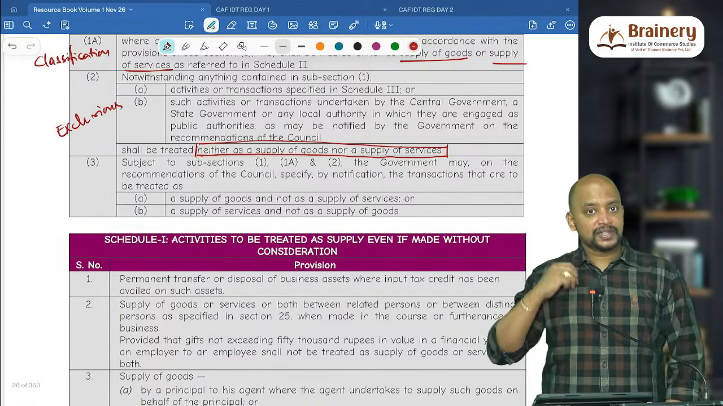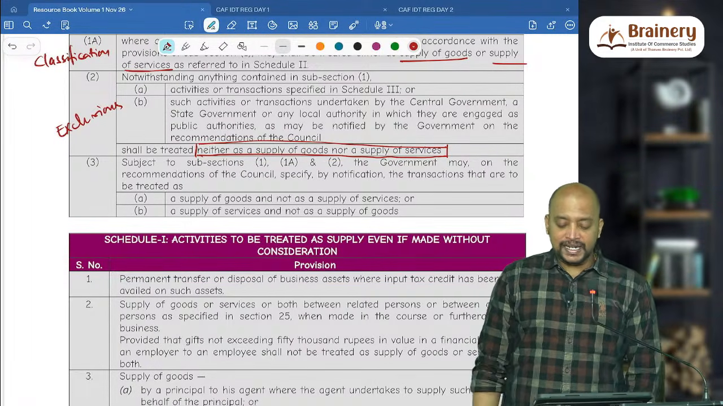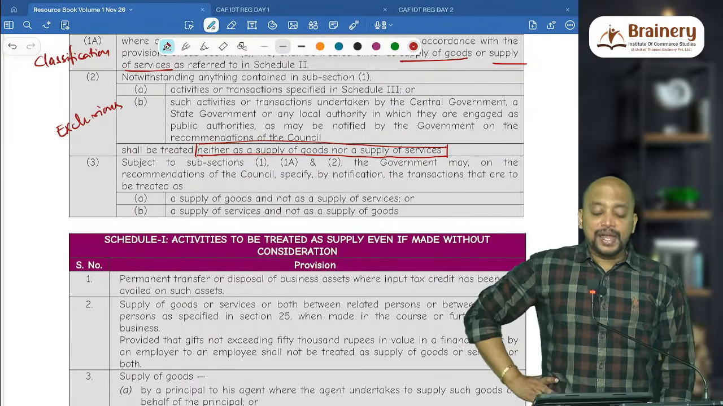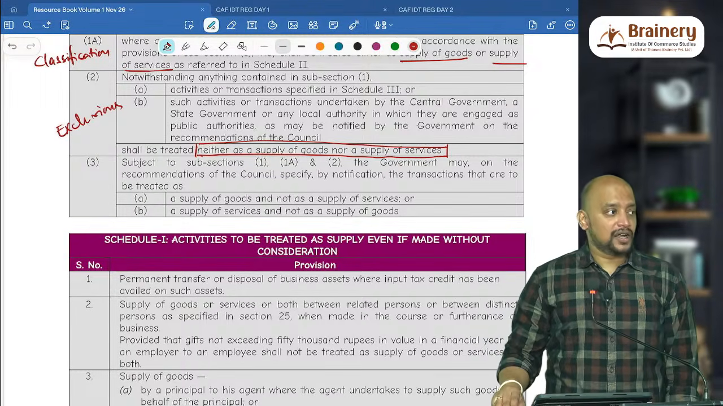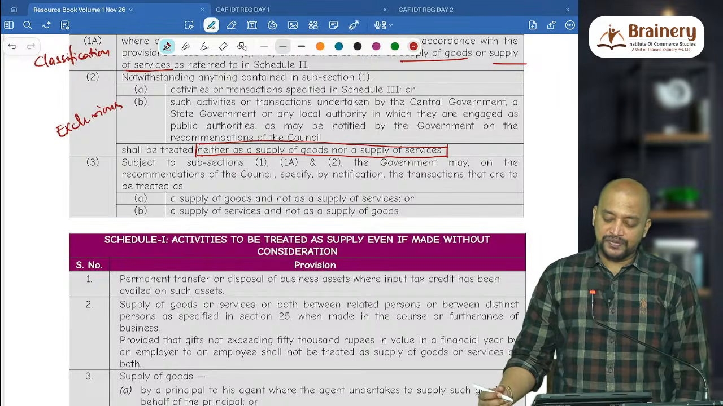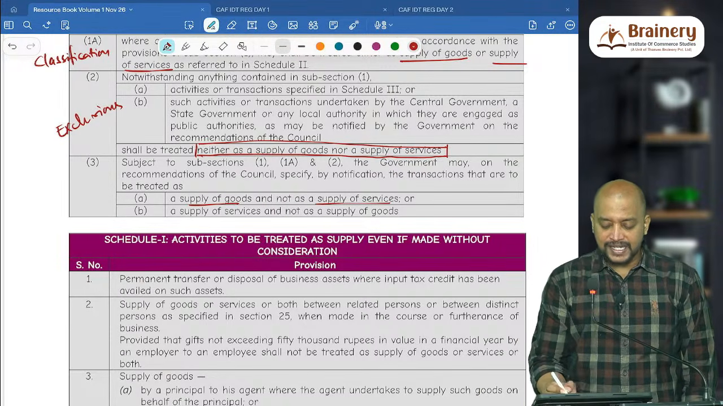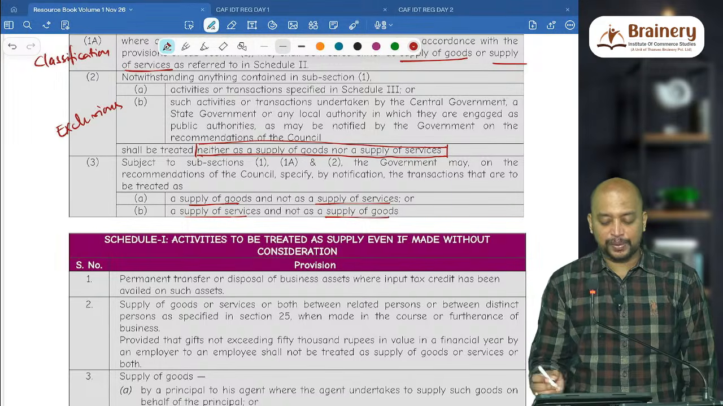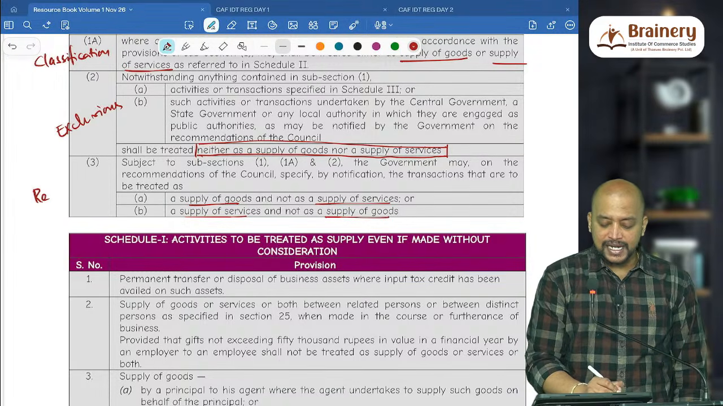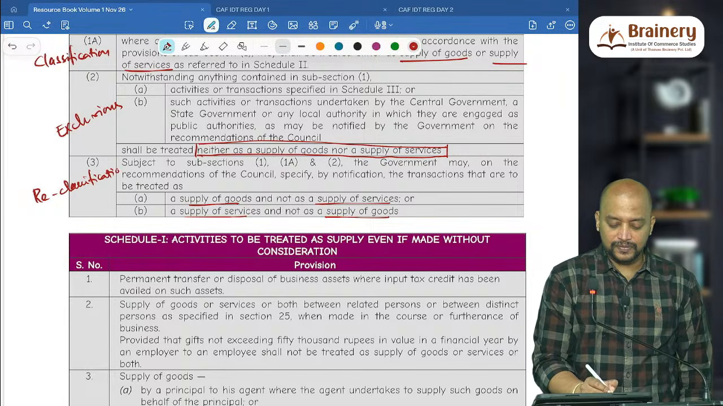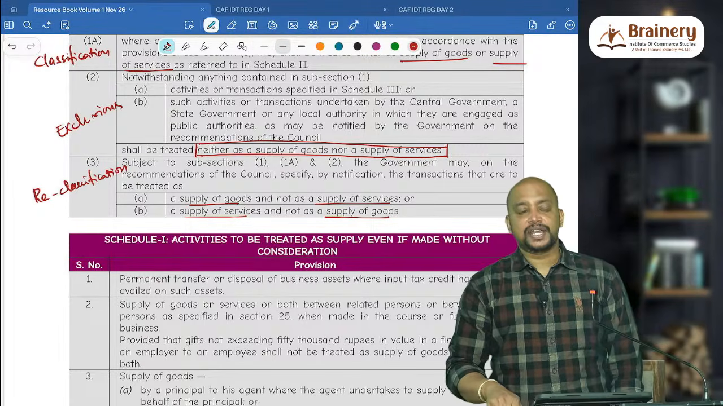Subject to subsection 1, 1A and 2, the Government may, on the recommendations of the Council, specify by notification the transactions that are to be treated as supply of goods and not services, or supply of services and not supply of goods. That is reclassification.